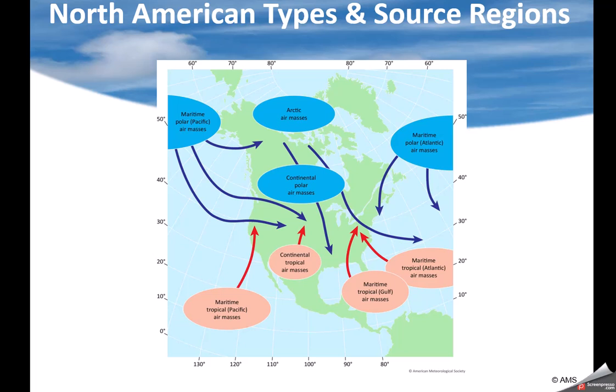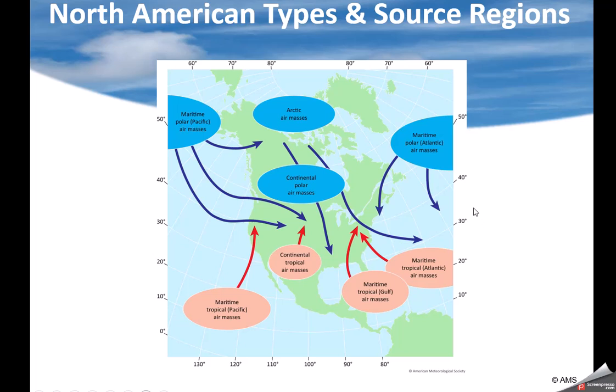Air masses will form wherever the air kind of stays over one area. It takes on the characteristics of the ground that it's over. That's generally going to happen with high pressure. Think about it. The winds are light in high pressure, so the air is going to stay over one spot for long periods of time. So if you were to look at the United States, where would our air masses come from?